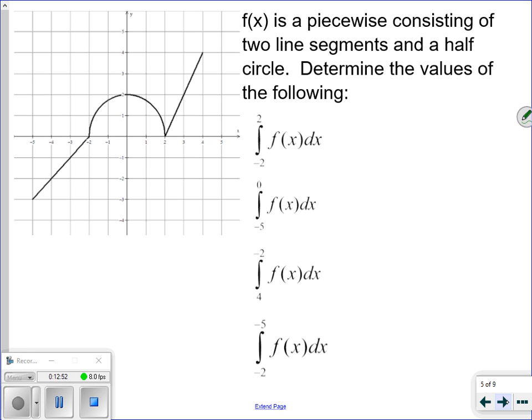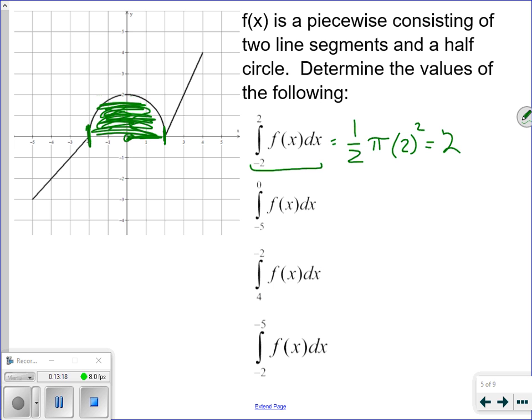Okay, so this is just, again, understanding what this is asking. From negative 2 to 2. Okay, so here is negative 2, and here is positive 2. It wants me to find the area underneath the curve of that. That's nothing too terrible. That's just the area of a semicircle with a radius of 2, which is 1/2 pi r squared, or 2 pi.